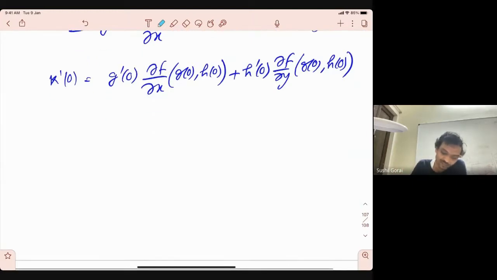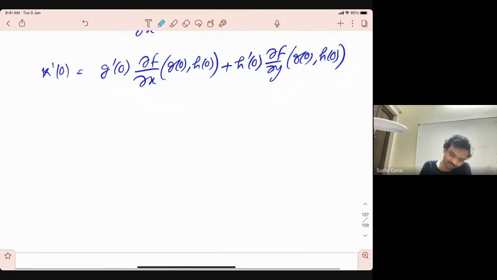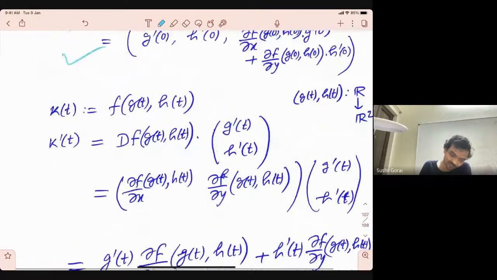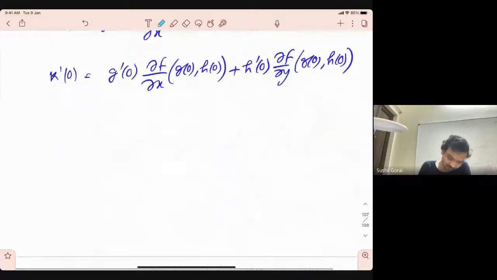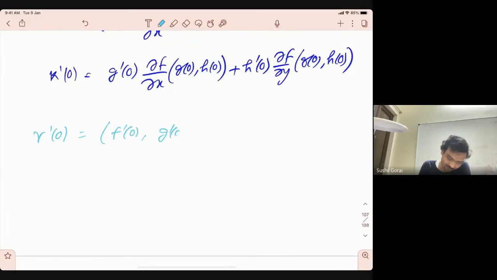Now let us see what this represents. So k(t), I wrote this one, so you have actually gamma'(0) is equal to g'(0), h'(0) and k'(0). Now what does this represent? So the question is what this represents. So let us look at it.